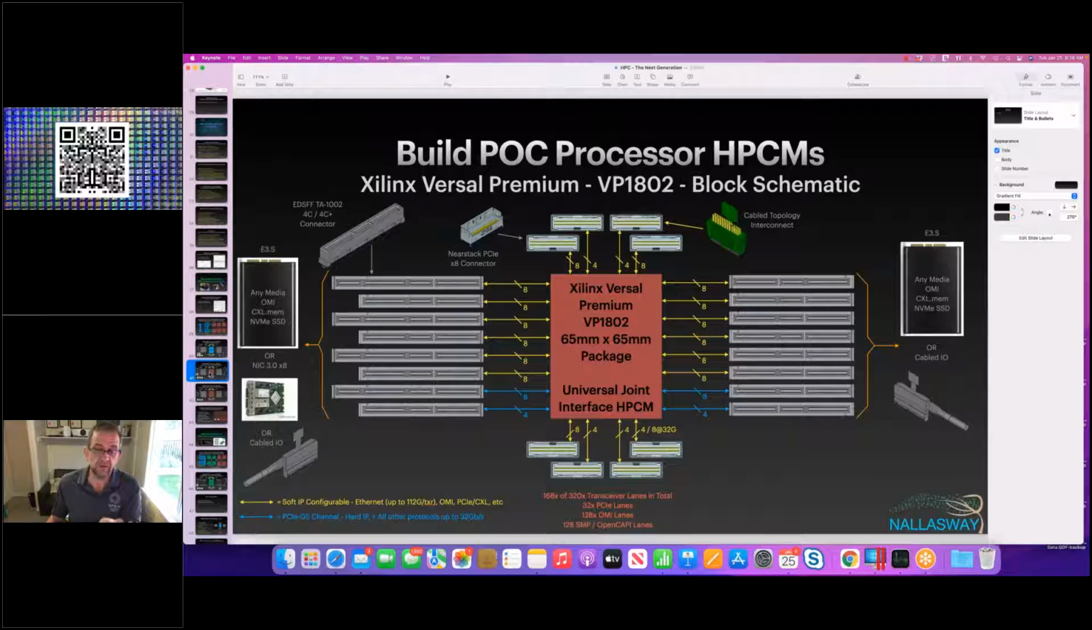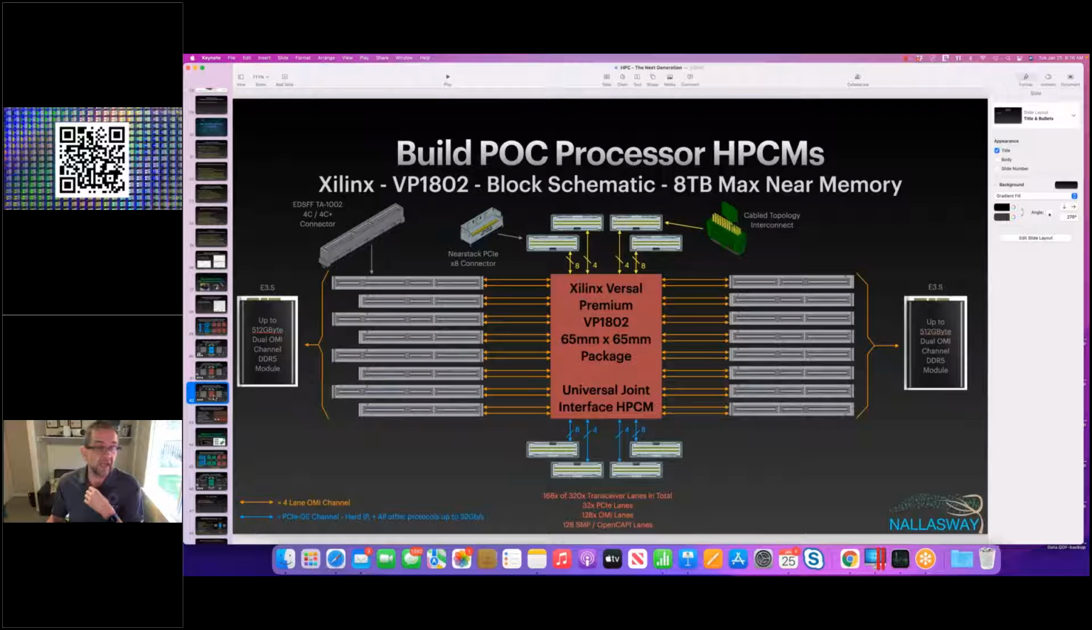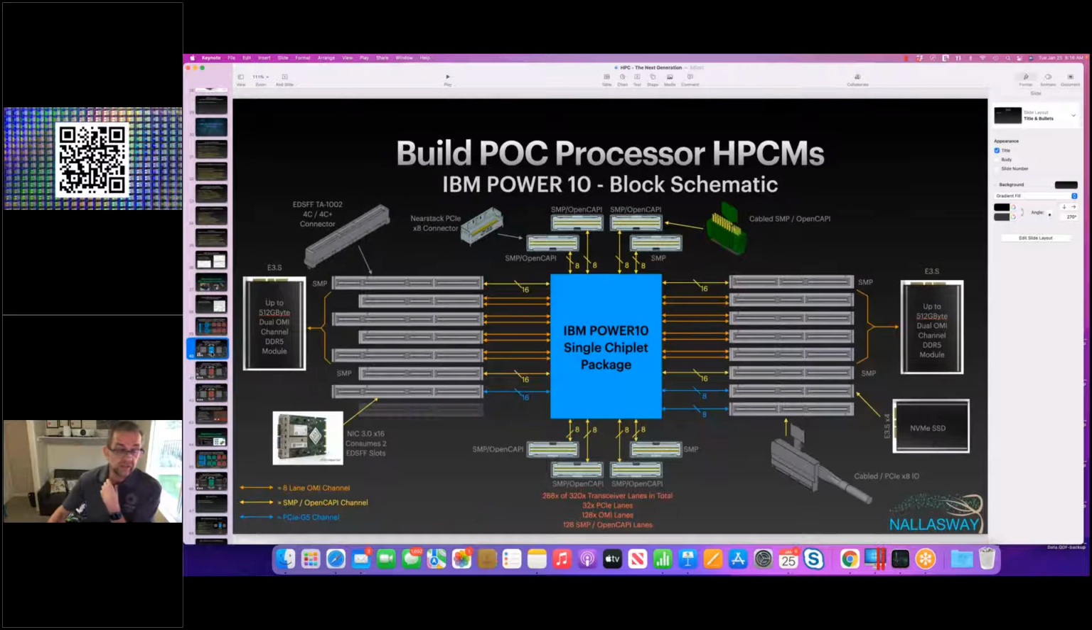In terms of the IO allocations, you've got very generic IOs, a nice thing about Xilinx FPGAs, but the PCI ones do have hard IP with them, so they're called out differently with the blue lanes. And I showed an alternative configuration for the Xilinx module. So what do we do with those PCI lanes? Hopefully we'll touch on that in the second half of this meeting. But I'd like to get into the Power 10 one right now.